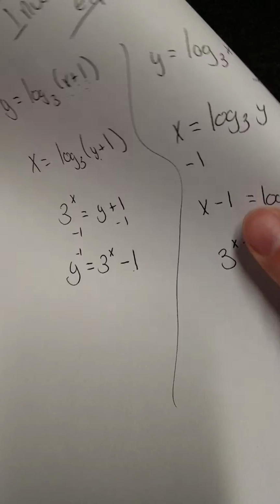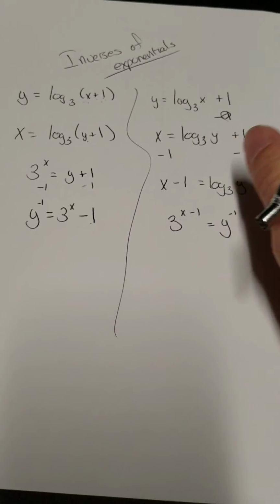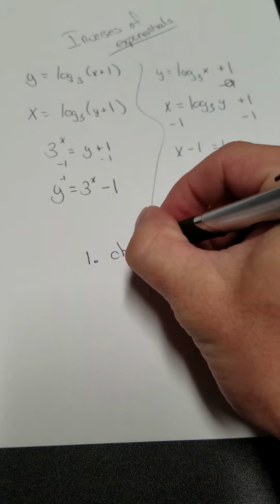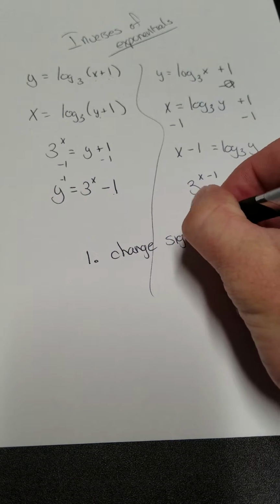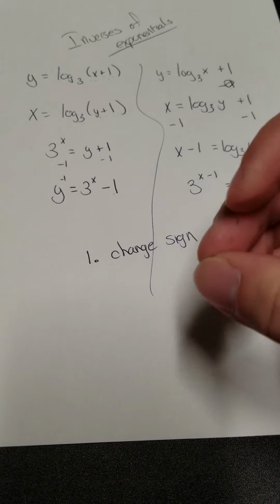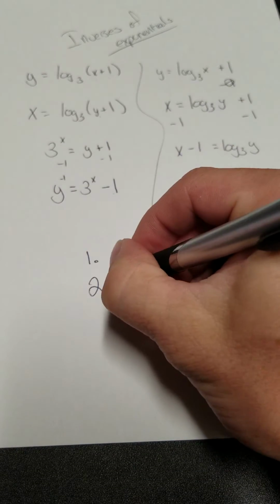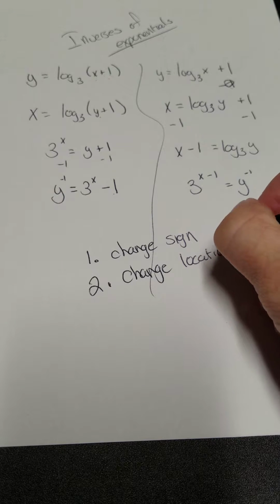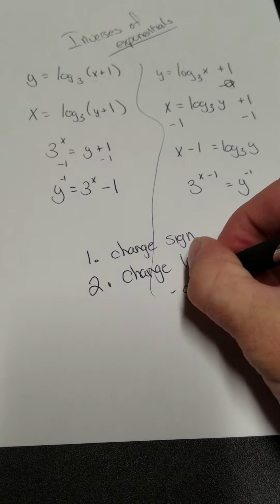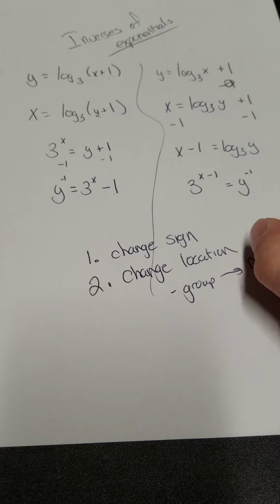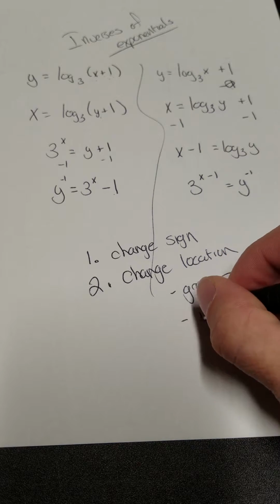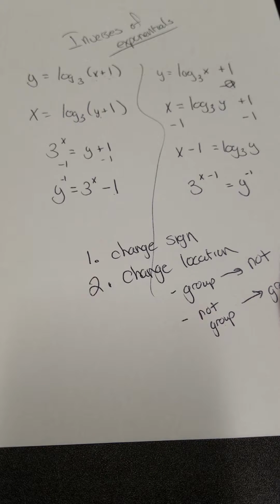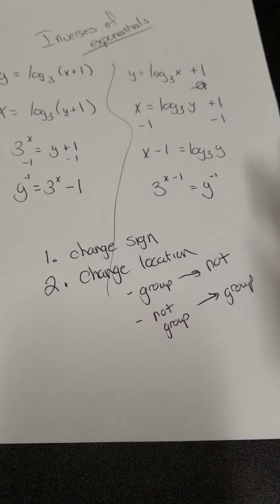So, here's our rule. That was an explanation of why this rule works, but here's our rule. First, you're always going to change the sign. Okay, so if it was a positive, it becomes a negative. If it's negative, it becomes a positive. Second thing, you're going to change its location. In other words, if it was grouped, and now it's not grouped. If it was not grouped, now it's grouped, okay? Change sign, change location.